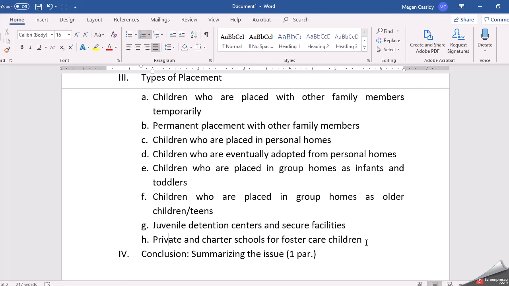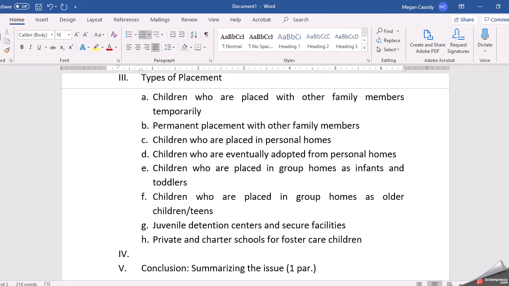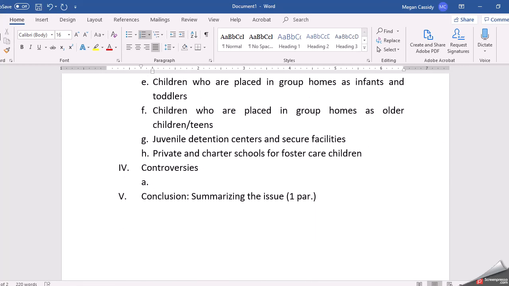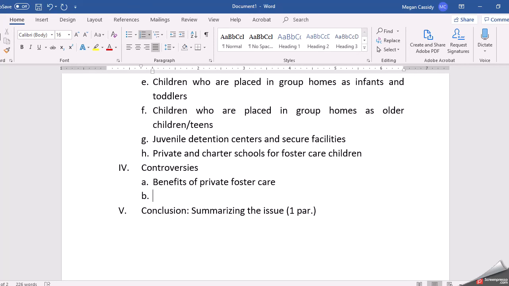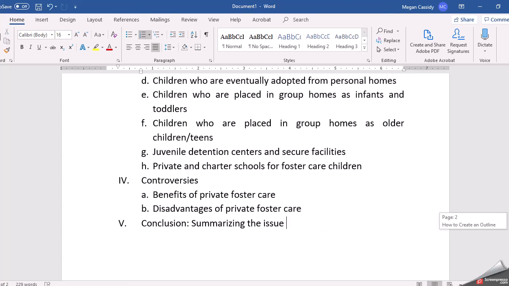And I probably in this situation would have the length, but let's say that I also want controversies. And I will briefly cover in one paragraph the benefits of foster care. I'm going to say the benefits of private foster care, to be a little bit more specific, because it seems like that's the focus here. And then the disadvantages of private foster care. And then I still have my conclusion, which is one paragraph. So a little bit more comprehensive.